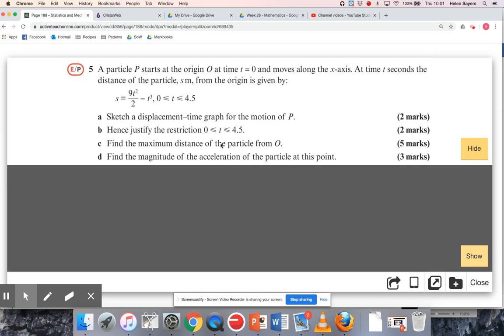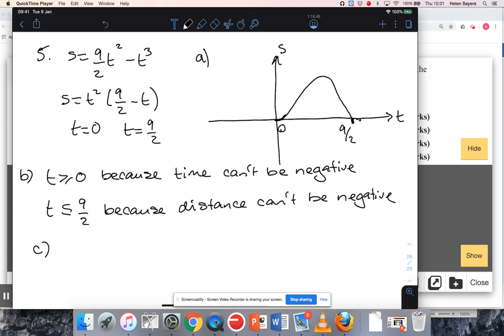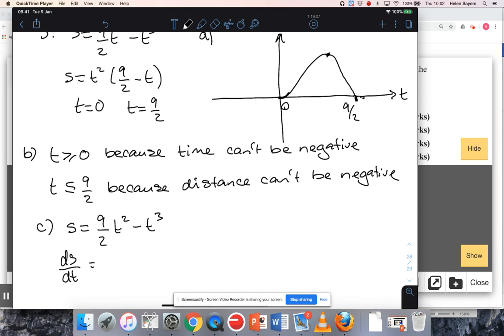Okay, find the maximum distance of the particle from the origin. So that's going to crop up pretty much in all of these questions, maximum and minimum. So I can see on my graph it's there. So I'm looking for a stationary point. So S is, I want the expanded version if I'm going to differentiate. So I'm going to differentiate S. So when I multiply by 2, the half will cancel, and that'll be minus 3t squared.